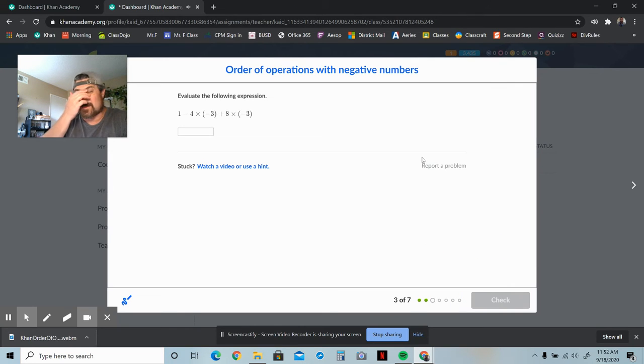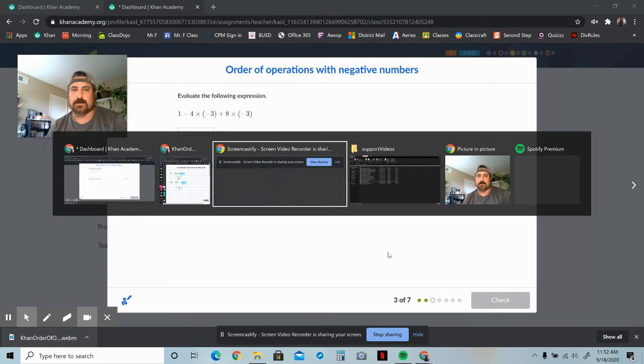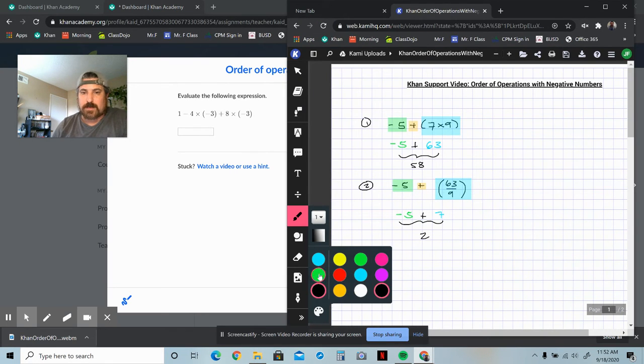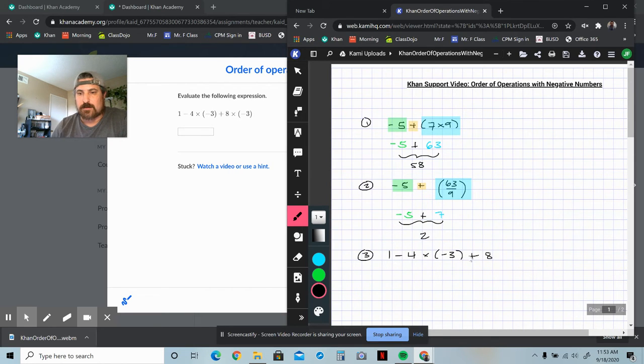The next one, okay, this one's got a little more to it. Let's see if this is more challenging. Let's grab our paper here and copy it down. Number 3 that they've given us here is 1 minus 4 times negative 3 plus 8, and then times negative 3. All right, so that's kind of the process we've got there.